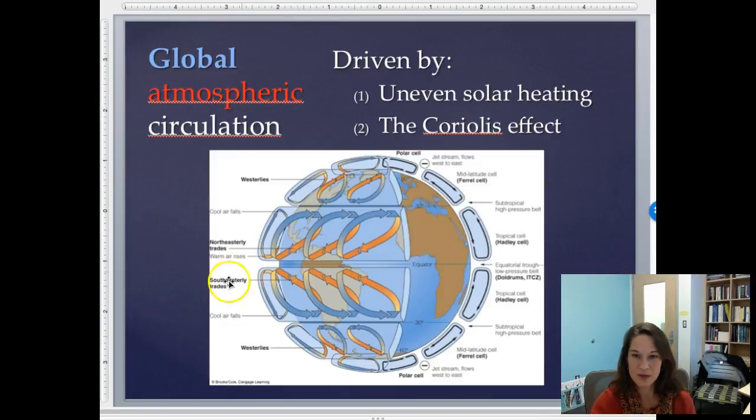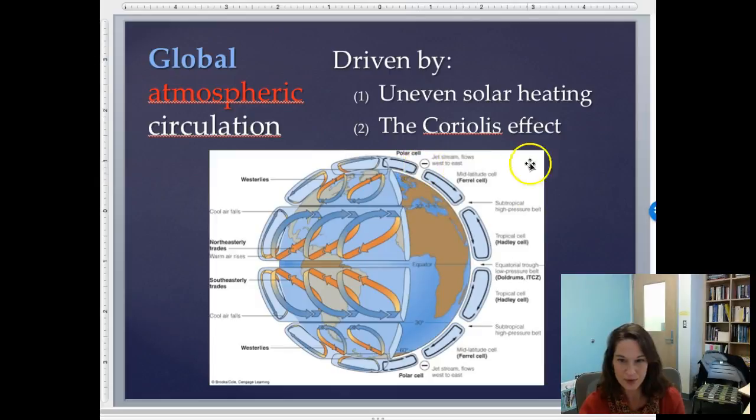So, between the uneven solar heating driving patterns of rising and sinking air, and the Coriolis effect deflecting those moving air masses to the right as they're moving north and to the left as they're moving south, you get this global circulation pattern. And we call these cells Hadley cells when they're just north and south of the equator, Ferrel cells when they're the cells above and below the Hadley cells, and then polar cells where they are right at the poles. And so this also means that these cells create gaps in between them.